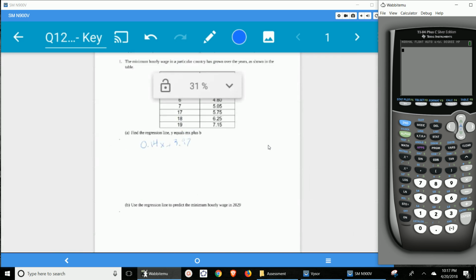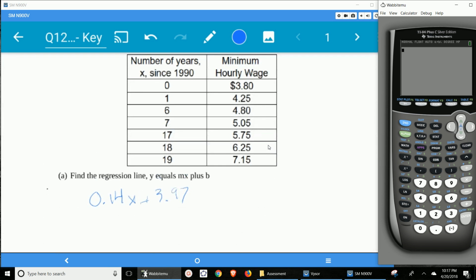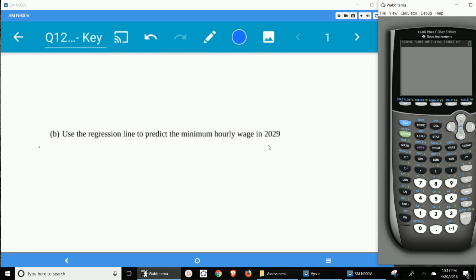Not much work to show there. Use it to predict the minimum hourly wage in 2029. Well, so this is years since 1990, so 2029 would be 39, right? 10 years in would be the year 2000, so you have to add 10 to 29, so it's 39.